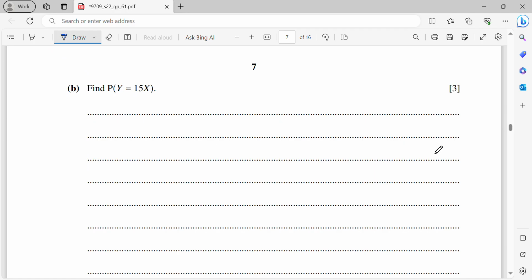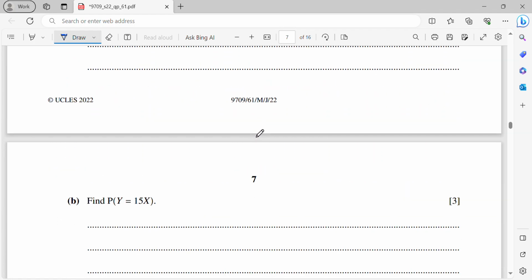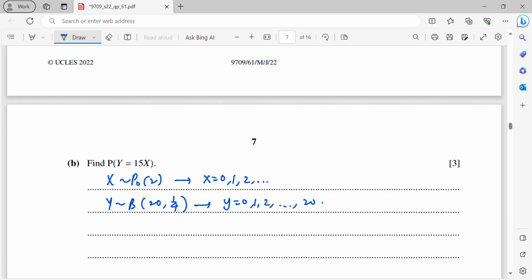Okay, now part B, find the probability that y equals 15x. So now go back to the definition. Your x is Poisson 2, where y is binomial 20, 1/4. So your x will be 0, 1, 2 until infinity. Your y is binomial 20, 1/4, which means your y will be 0, 1, 2, 3 until 20.